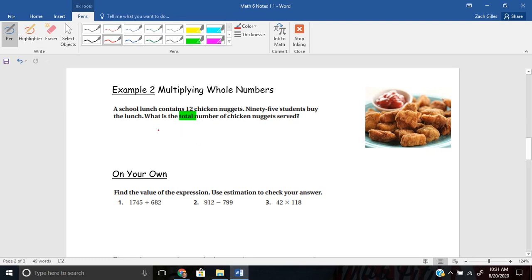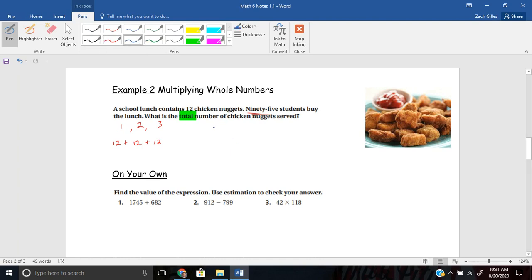You could say student 1 gets 12 chicken nuggets, plus student 2 gets another 12 chicken nuggets, plus student 3 gets another 12 chicken nuggets. But imagine if you had to do that for 95 students, how incredibly painfully slow that would be. That would take forever. That would take the whole hour. So we're not going to do that.